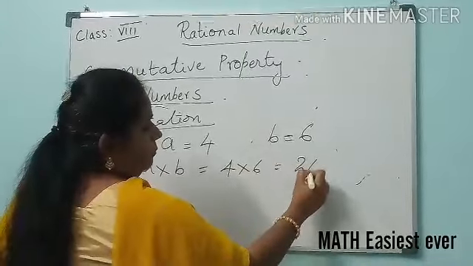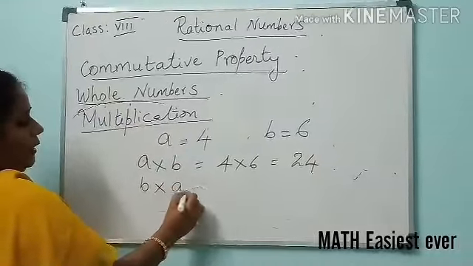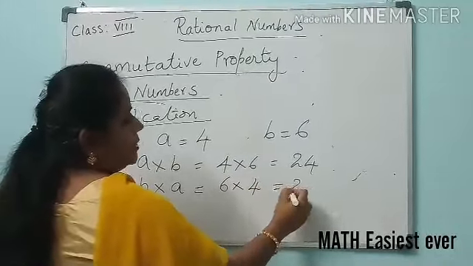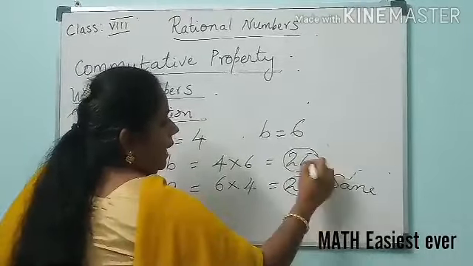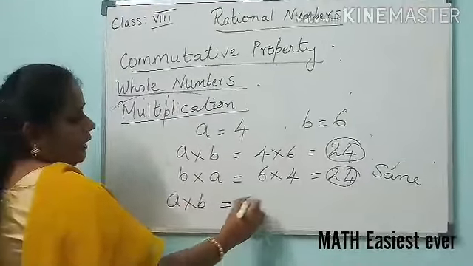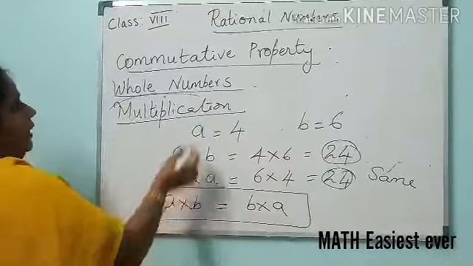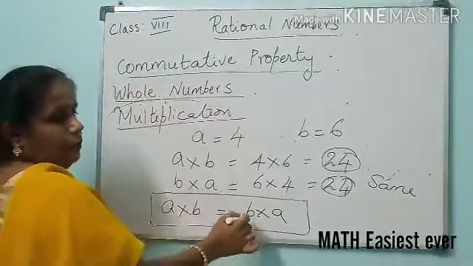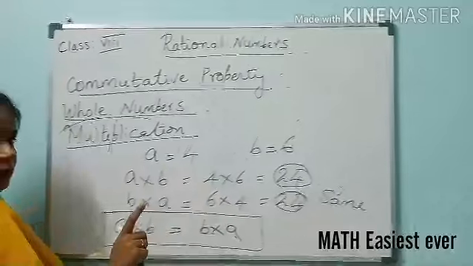What is 4 into 6? It's 24. What is b into a, I'm reversing? It's 6 into 4. What is 6 into 4? It's 24. Are these two same? Yes, the answers are same. So that shows that a into b is equal to b into a. If a and b are two whole numbers, then a into b is equal to b into a, which shows that multiplication is commutative.